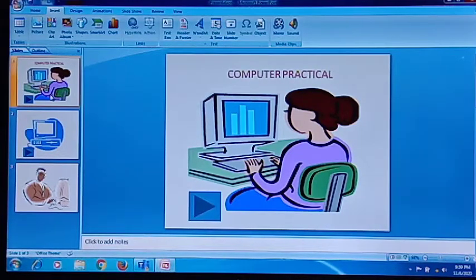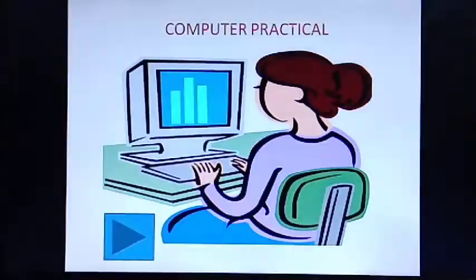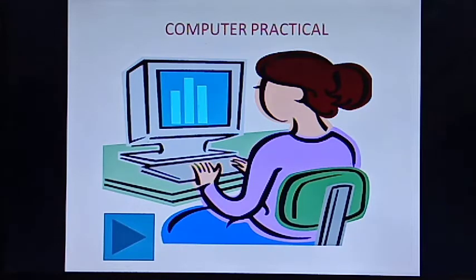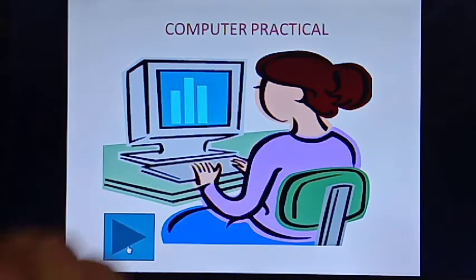Now how to see that? What you do, you press F5 or just go to the Slide Show button. I click on the Slide Show button. Now how will my slide change from one slide to another? So what I'll do, I'll click on this button. If you see here, this button is there, no? When you click on this button, this slide will change into the next slide.